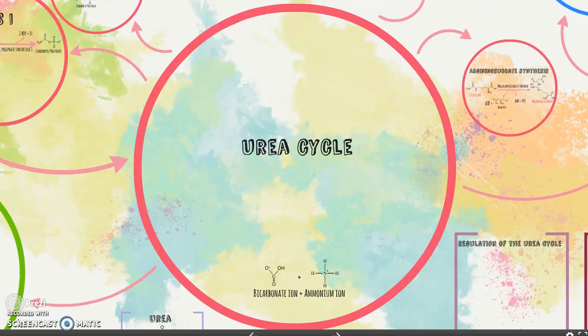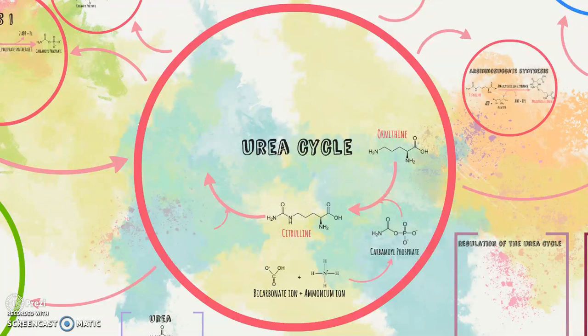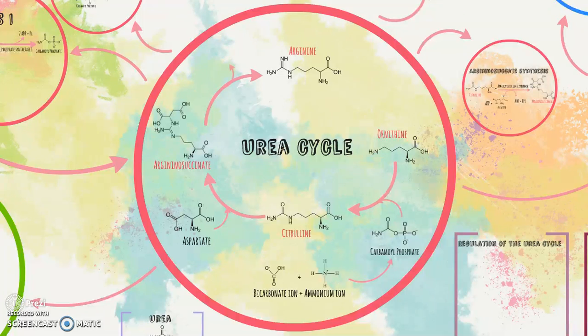The cycle begins with the reaction combining a bicarbonate ion with an ammonium ion to form carbonyl phosphate. Ornithine moves into the mitochondrial matrix where it combines with the carbonyl phosphate to create citrulline. Citrulline moves out of the mitochondria into the cytosol where aspartate joins to form argininosuccinate. A molecule of fumarate is lost and arginine remains. Now water combines to remove the nitrogen as urea, and ornithine is left to start the cycle again.